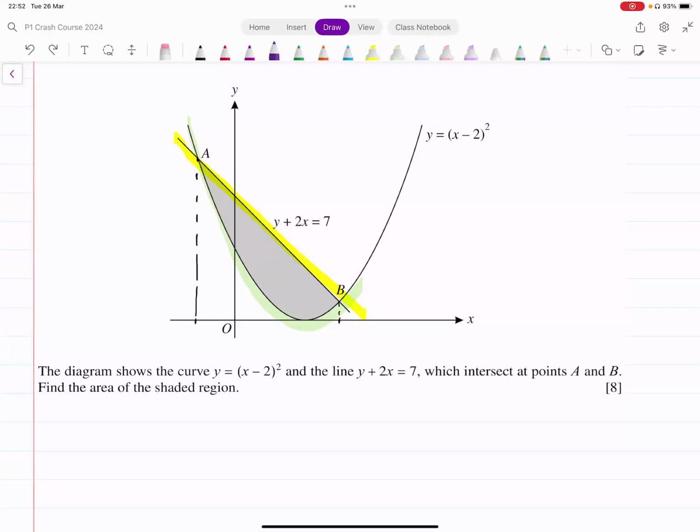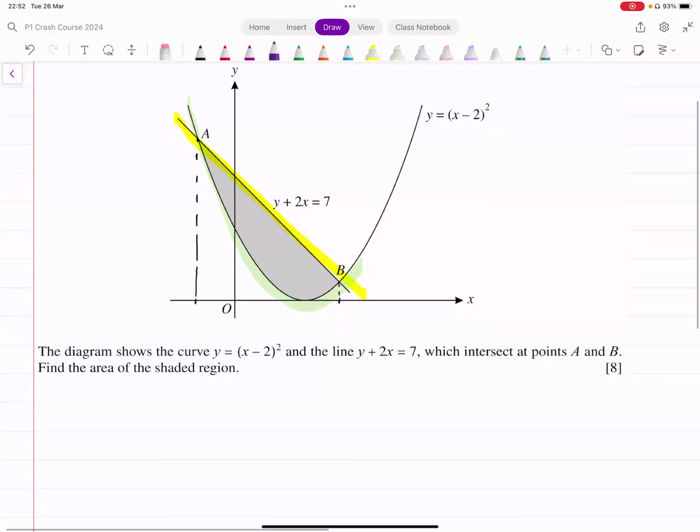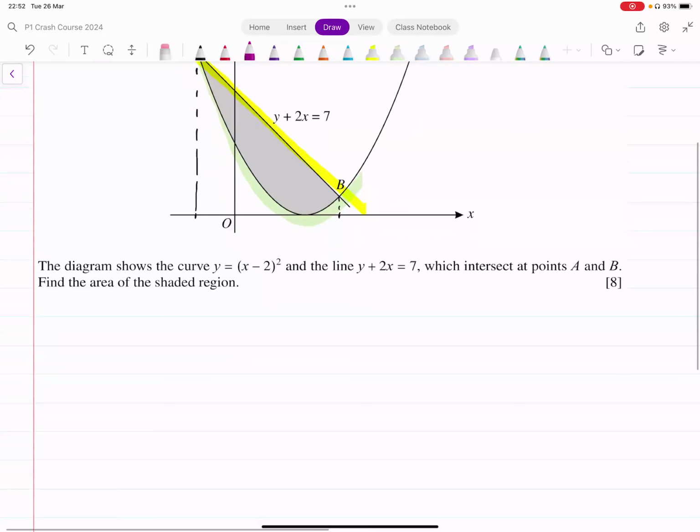So in order to find that area, you need limits, right? What are the limits? The x coordinate of A and the x coordinate of B. So we first need to figure out what the x coordinates of A and B are. Now, A and B are points of intersection of these two graphs. How do you find points of intersection? Points of intersection are found by solving equations simultaneously. So that's what we do. We have one equation, which is y equals x minus 2 whole squared, and the other one is y plus 2x equals 7.